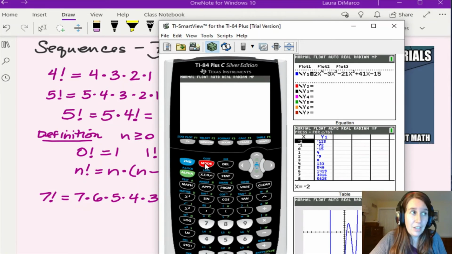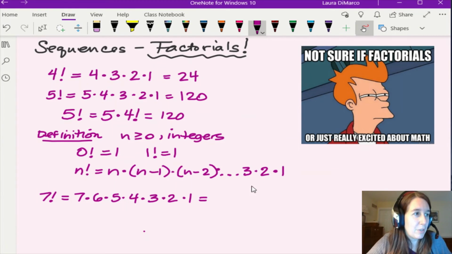I didn't type a number first, so I have to type 7 and then go Math, over to Probability, and then the 4th one. So that's equal to 7 factorial, and we find out that is 5,040. Glad I didn't try to multiply that out by hand.